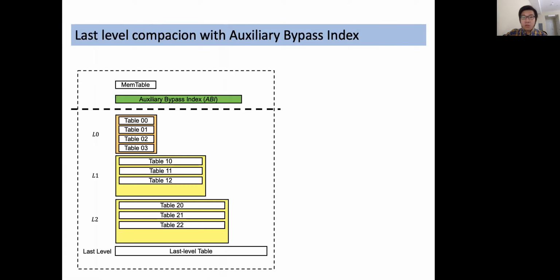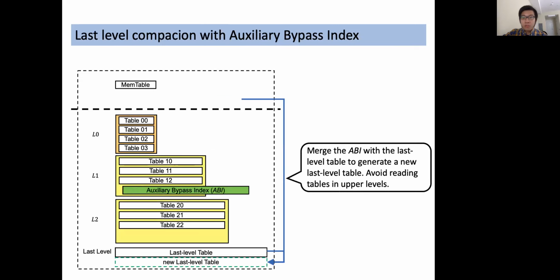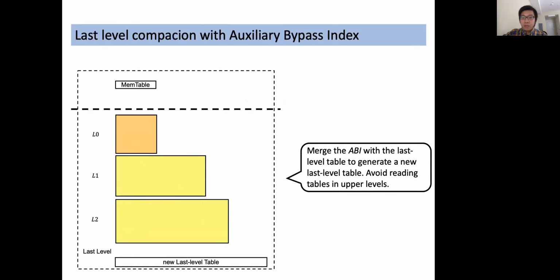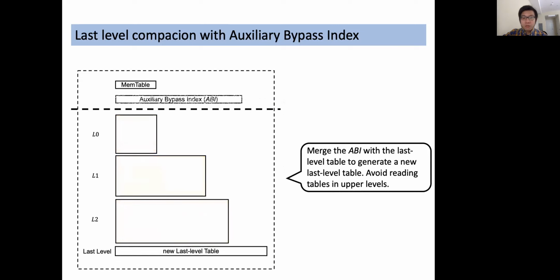The ABI can also help improve the last level compaction in ChameleonDB, as the ABI contains all the items in the upper levels. In a last level compaction, we can just merge the ABI with the old last level table to generate a new one. So we can avoid reading the tables in the upper levels from Optane Pmem.